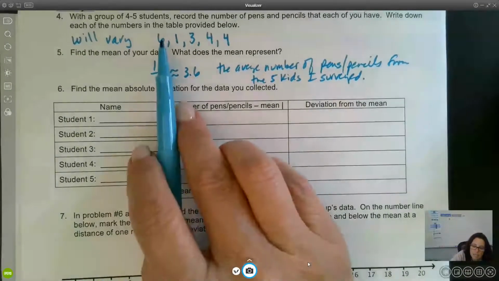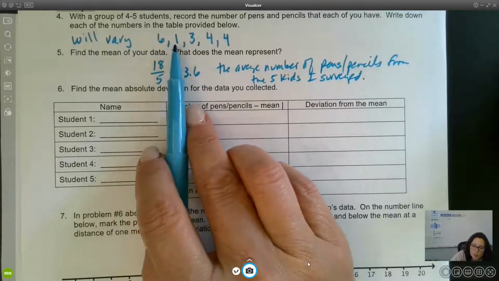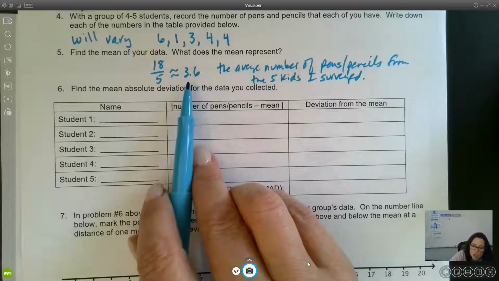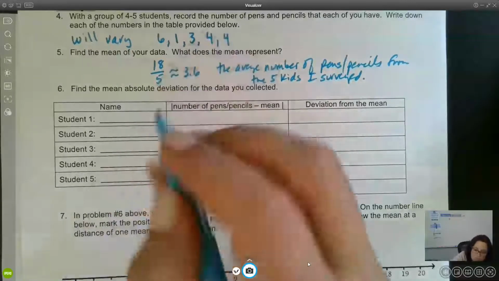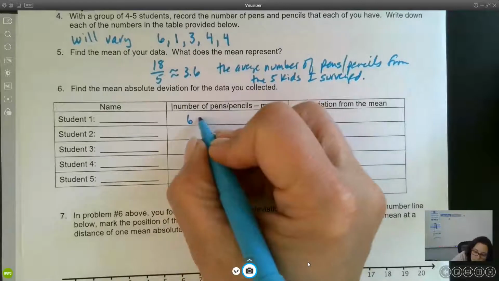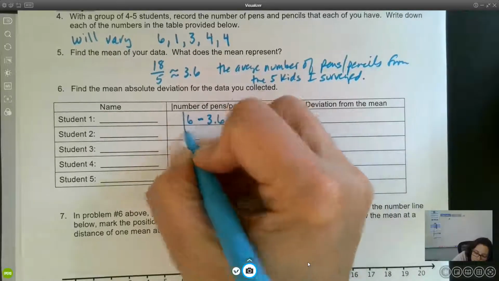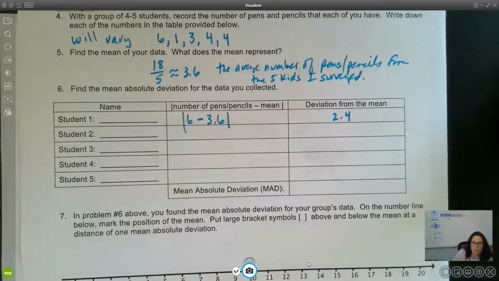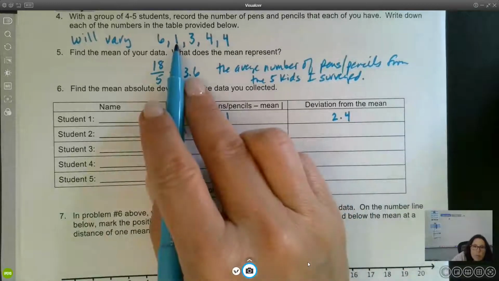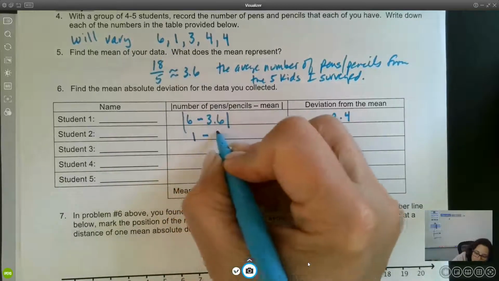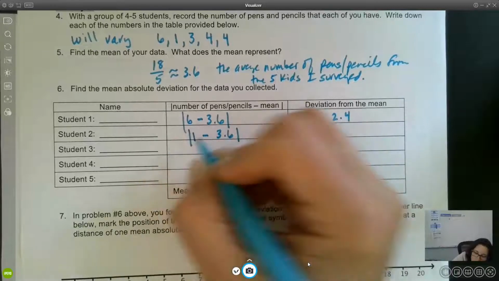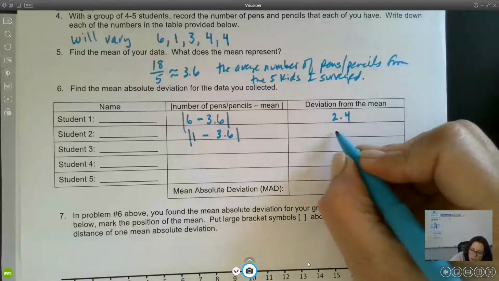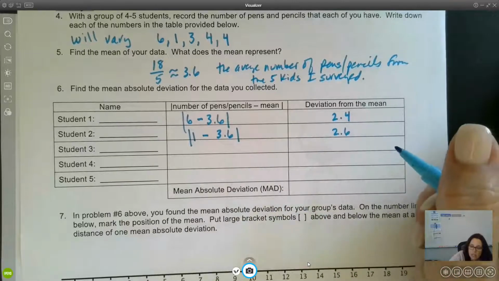Okay, so we're going to be taking each person, the 6, the 1, the 3, the 4, the 4, and we're going to be subtracting the 3.6. So student number 1 had 6 pens and pencils, and we're going to subtract that 3.6. That gives me a deviation from the mean of 2.4. So it's 2.4 pens, pencils away from what the mean is. Okay, student number 2, 1. 1 minus 3.6. Notice that that would be a negative number, so we have to have those absolute values around that. 2.6 is the deviation from the mean.